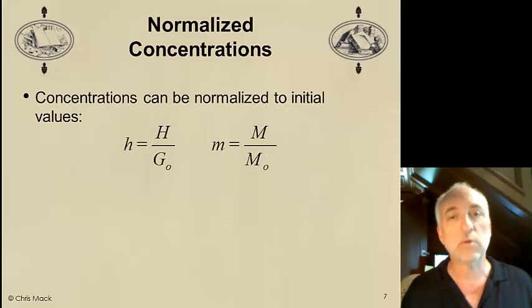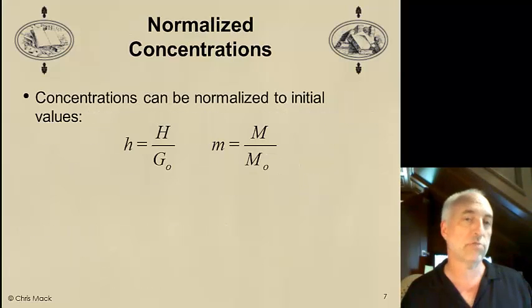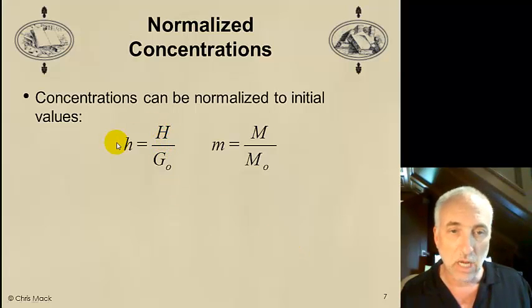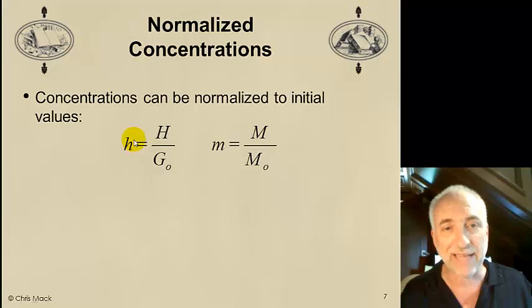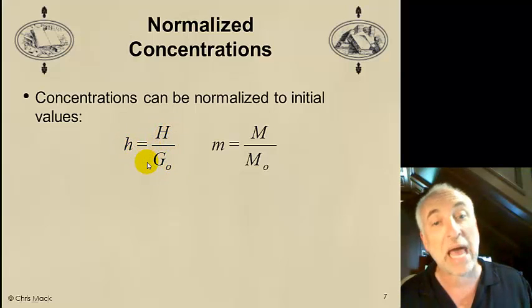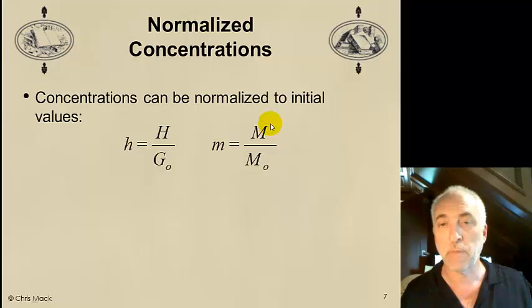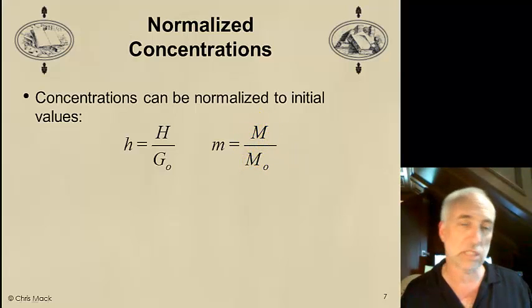In general, it will be useful to normalize our concentrations to their initial values. For the case of the acid, I'll come up with a relative acid concentration, which is the amount of acid relative to the initial amount of PAG in the photoresist. And then I'll have a relative inhibitor concentration, which is the final concentration of block sites divided by the initial concentration of block sites.